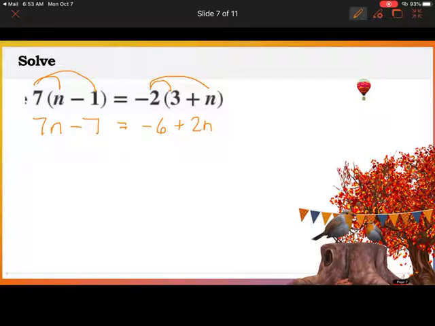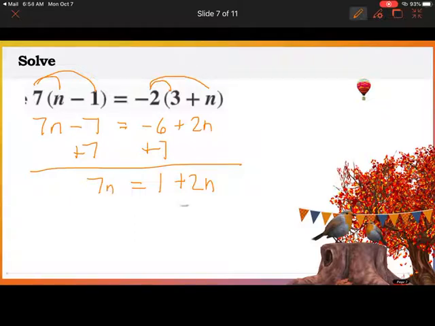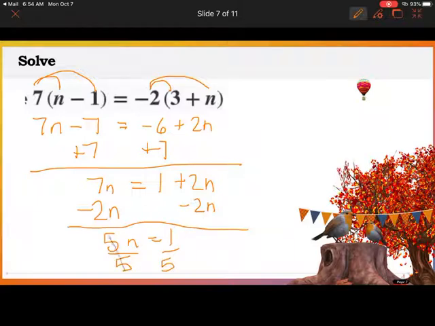And then my steps are completely the same. So let's just bring the constants over this time. So negative 6 plus 7 is 1. Bring everything else down. Subtract 2n. That's 5n equals 1. And divide by 5. So n, we'll just leave it just as it is, equals 1/5.